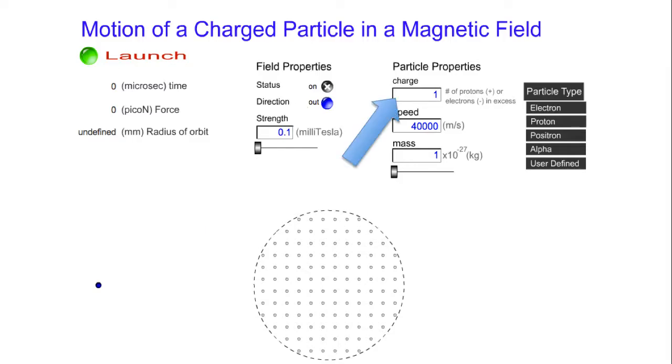We're also going to manipulate the charge of the particle today. If it's a charge of 1, that means it has one extra proton compared to an electron. A charge of -1 would mean it has one extra electron compared to a proton.